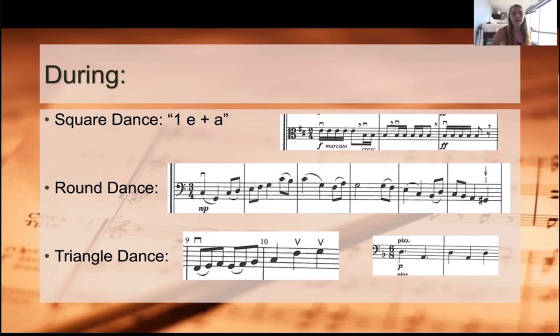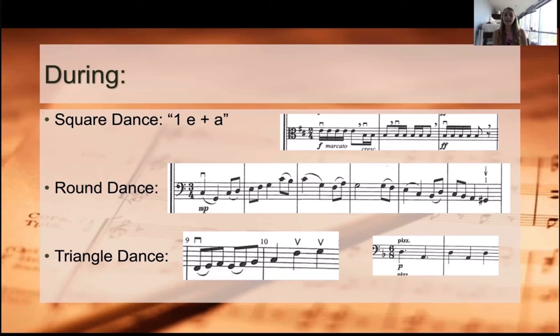And lastly, in the triangle dance, we have some interesting rhythms in 6/8. So I took this from the violin part in measure 9, where we have eighth notes and then we have quarter notes. And the quarter notes are going to feel like a hemiola because it's a bit on the off beats that the main note happens. So it would be 1, 2, 3, 4, 5, 6, 1, 2, 3, 4, 5, 6. We're clapping it. 1, 2, 3, 4, 5, 6, 1, 2, 3, 4, 5, 6.